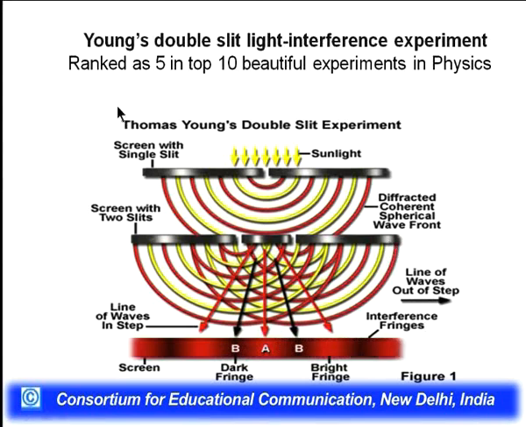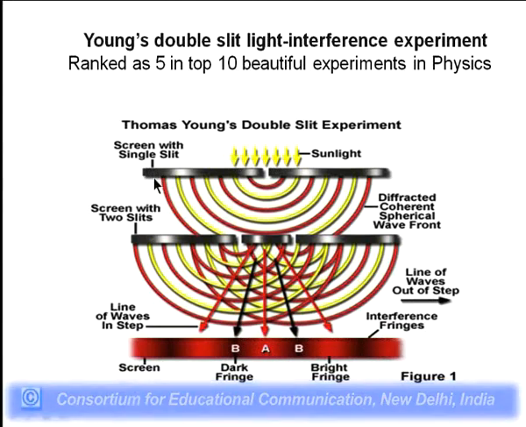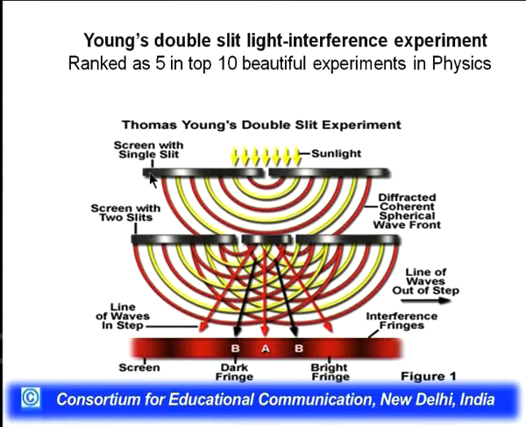This is one of the best experiments, and it is ranked 5 in the top 10 most beautiful experiments of physics. Here we see that Thomas Young defined Young's double slit experiment. He used sunlight, and this sunlight passed through a single slit. This is the screen with the single slit, and it passes from here, producing a diffracted coherent spherical wavefront.